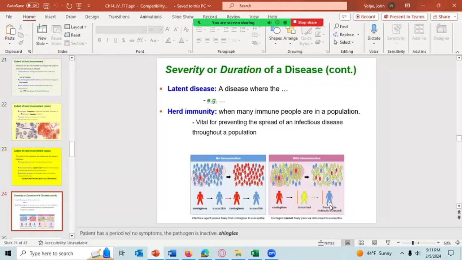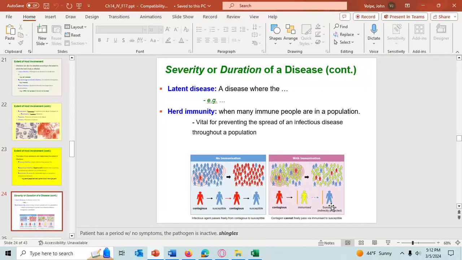All right. In talking about the severity or duration of disease, it's important to talk about what a latent disease is and what herd immunity is. A latent disease is a disease where the disease, which at one time was causing the disease, goes latent, sort of in hibernation, does no longer cause disease, but it can come out of latency and then later cause disease.